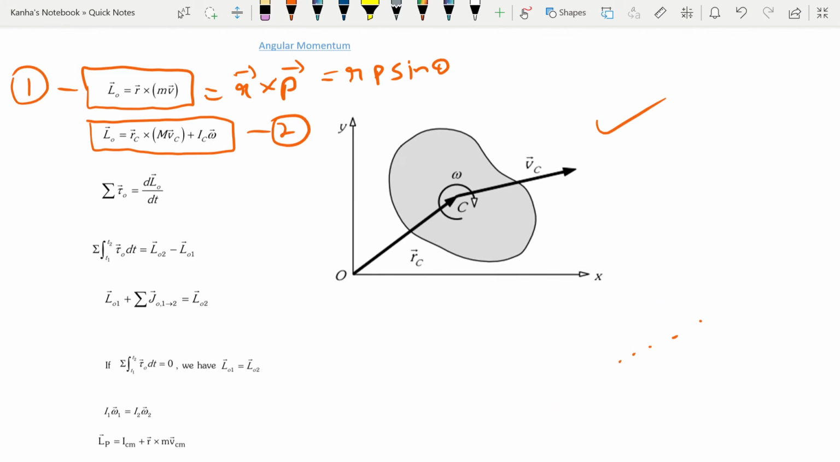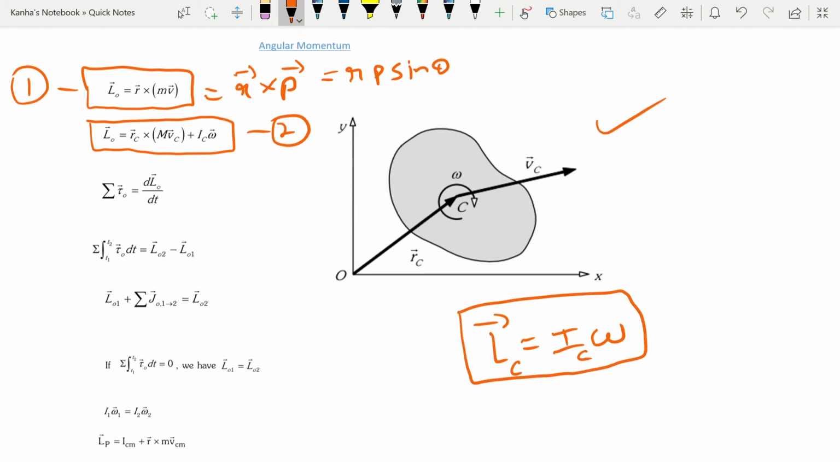From here you can easily see that for a pure rotation case in which some body is only rotating, my angular momentum is given by I into omega. This is about what axis? About the axis passing through the center of mass of the system. So whenever you talk about angular momentum or torque, you must also remember that the axis or the point of origin that you're taking plays a vital role. You will be using this quite often.